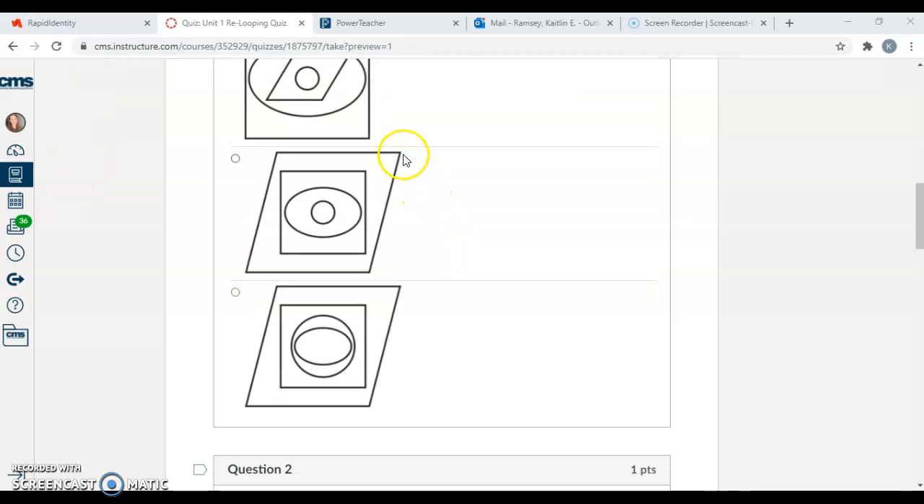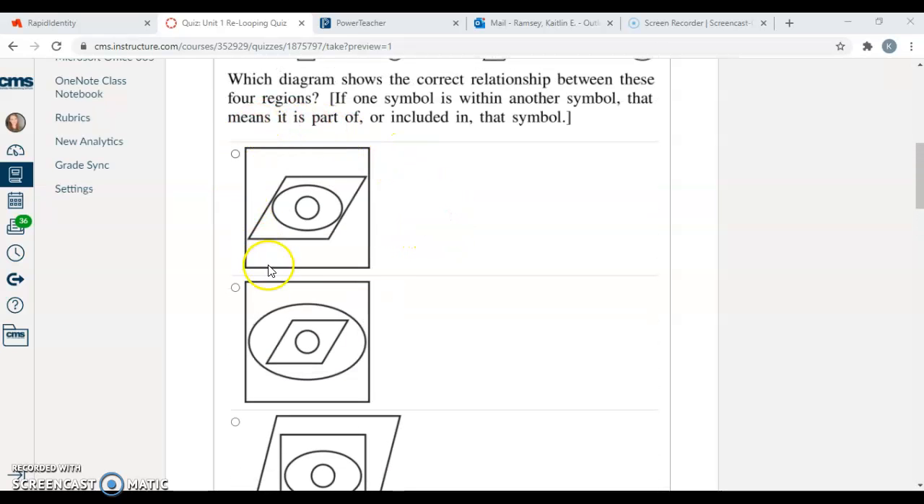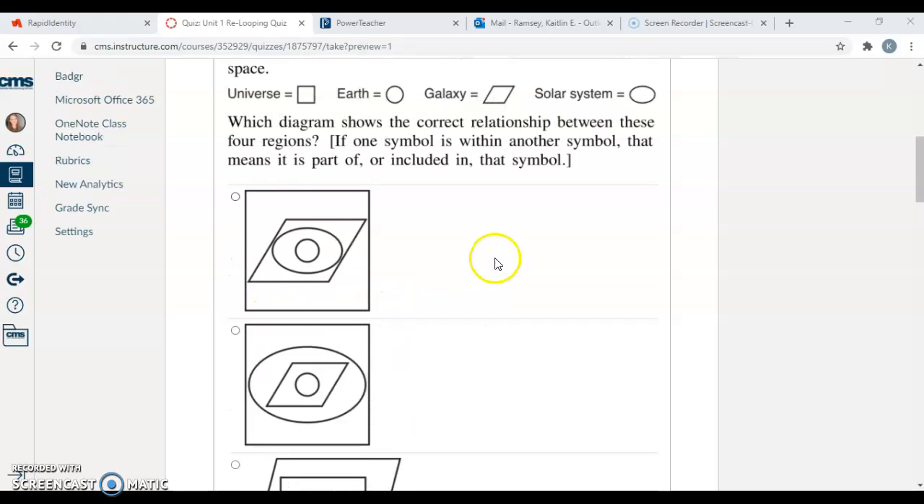All right, so these have this kind of, what is this called, trapezoidal, I don't think it's a trapezoid, a rhombus shape. I think it's a rhombus. Haven't been to math in a while, guys. So this rhombus shape, this is not going to be correct because we know that the universe is the largest, so the universe needs to be on the outside. So we have narrowed it down to these 2 answers right here.